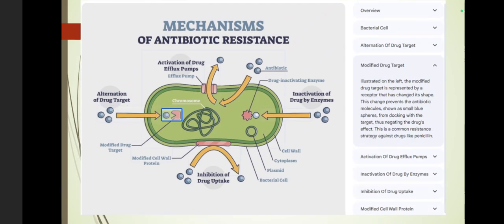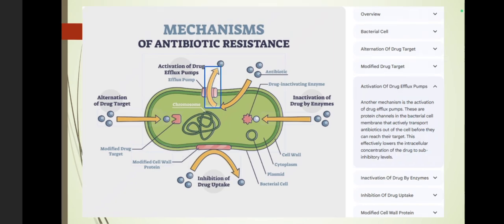Then modified drug target. Illustrated on the left, the modified drug target is represented by a receptor that has changed its shape. This change prevents the antibiotic molecules, shown as small blue spheres, from docking with the target, thus negating the drug's effect. This is a common resistance strategy against drugs like penicillin.